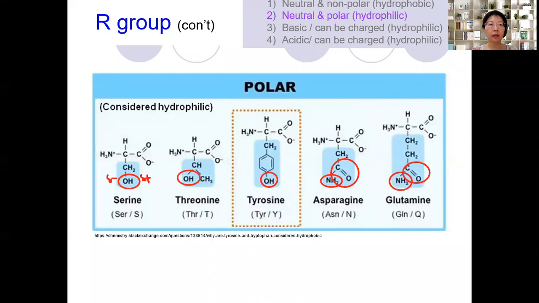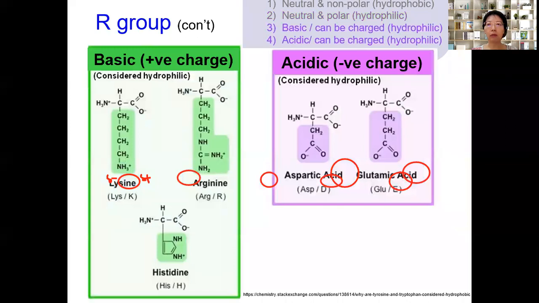All right. Now you don't have to memorize the name of the R group. You don't have to memorize the structure. You just have to know there are 4 types. Okay, and you know how to identify which type they are.